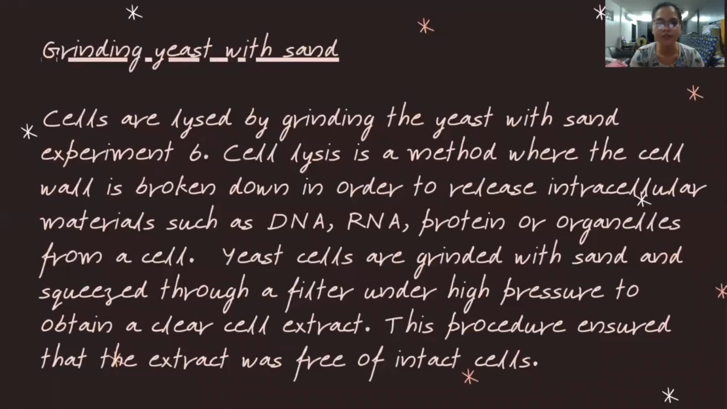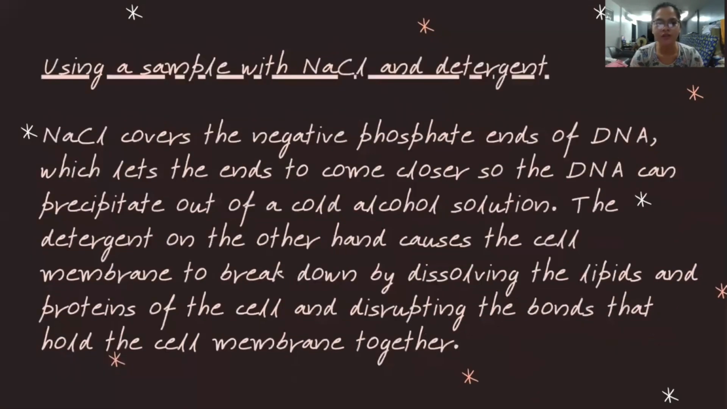So, grinding yeast with sand. Cells are lysed by grinding the yeast with sand in experiment 6. Cell lysis is a method where the cell wall is broken down in order to release intracellular materials such as DNA, RNA, protein, or organelle from a cell. Yeast cells are ground with sand and squeezed through a filter under high pressure to obtain a clear cell extract. This procedure ensured that the extract was free of intact cells.